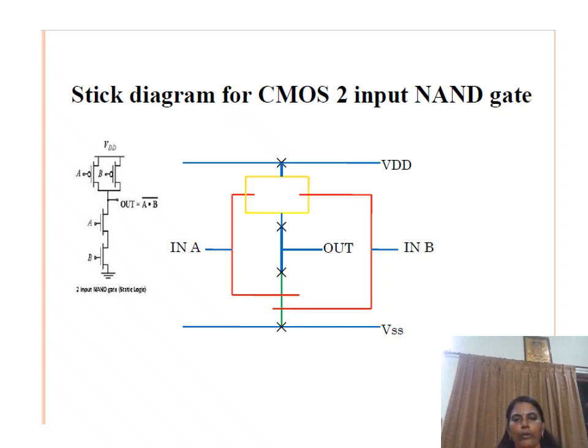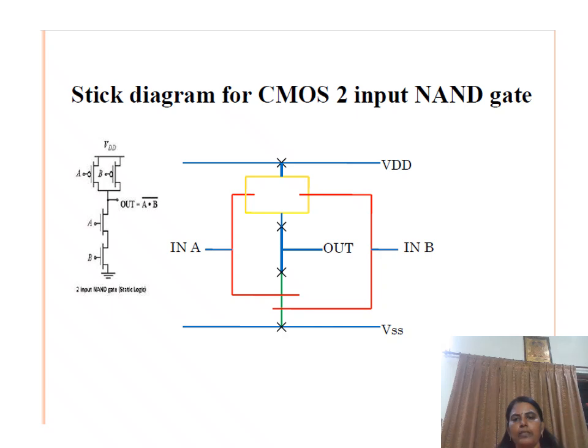So now we are going to discuss how this CMOS circuit is converted into a stick diagram. Here A and B are both NMOS transistors, connected in series. So here this N diffusion has two transistors. This is transistor 1 and this is transistor 2. Similarly, on the top, the same A and B we have here. So this is PMOS 1 and this is PMOS 2.